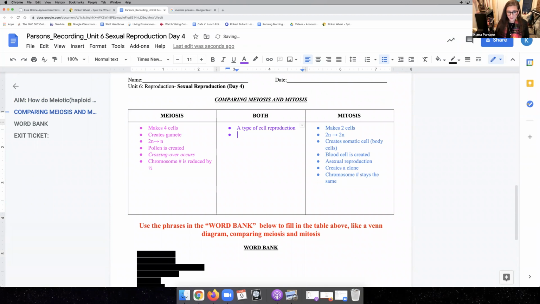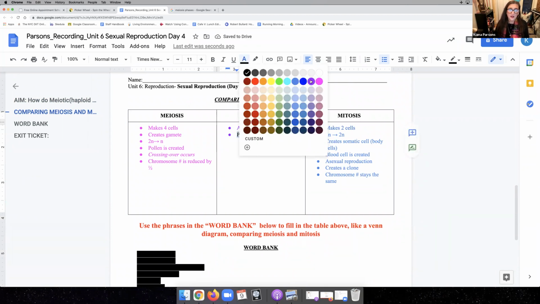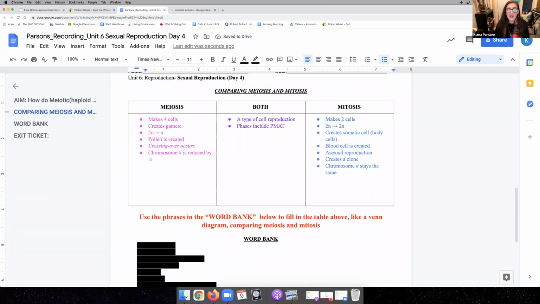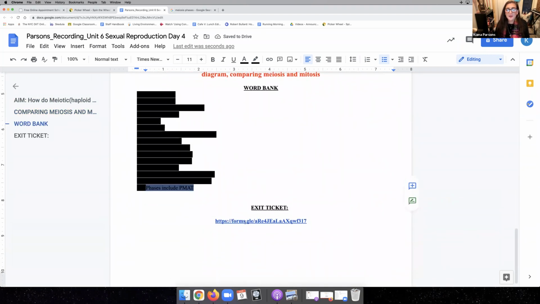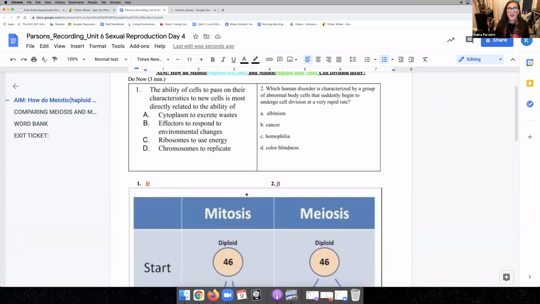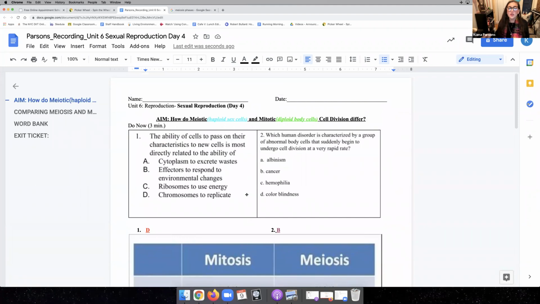That's the last one. Today, we compared meiosis and mitosis. Go ahead and complete that exit ticket. Check yourself. Our aim today was how do meiotic and mitotic cell division differ?